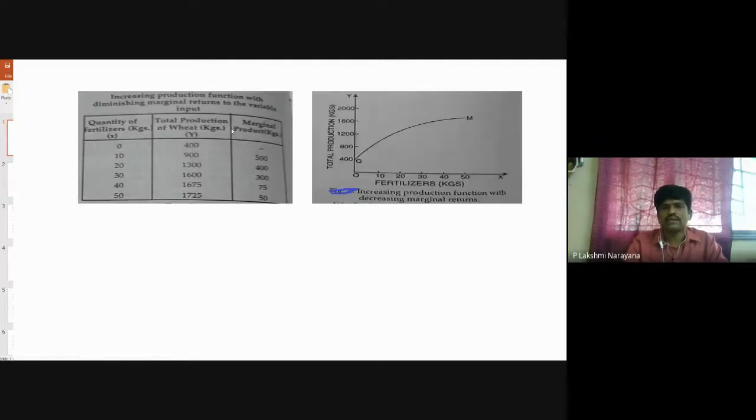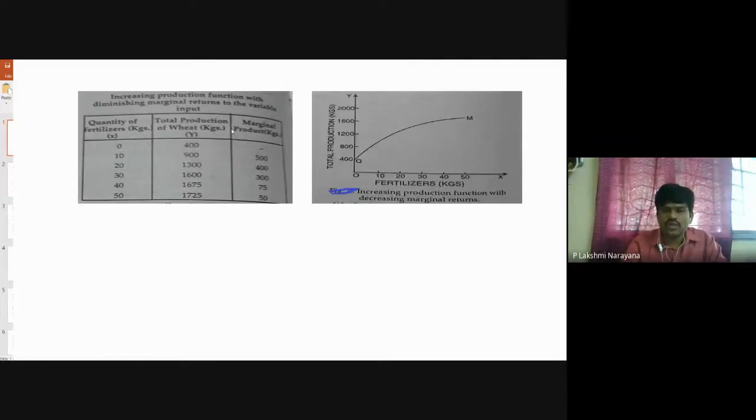So that's why this production function is called increasing production function. The production is increasing: 400, 900, 1300, 1600, 1675, 1725. Increasing production function with diminishing marginal returns. Marginal returns is diminishing: 500, 400, 300, 75, 50 to the variable input. This is one type of production. This can also be shown in a diagram.